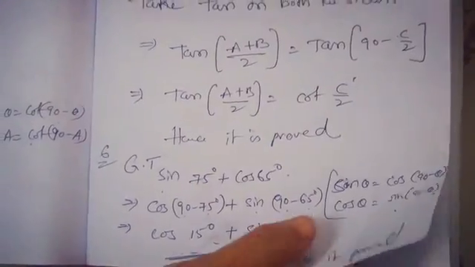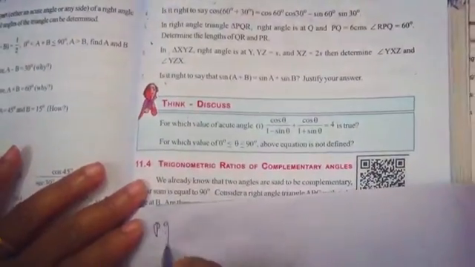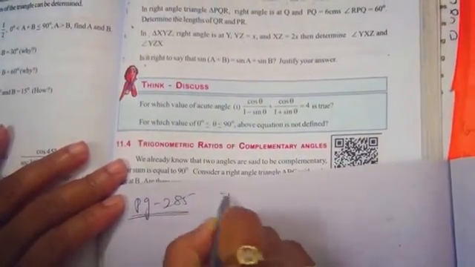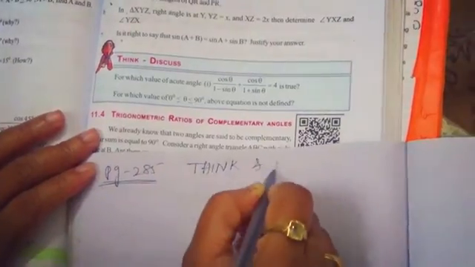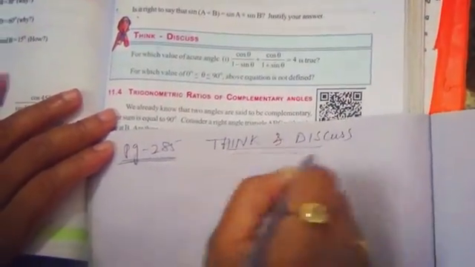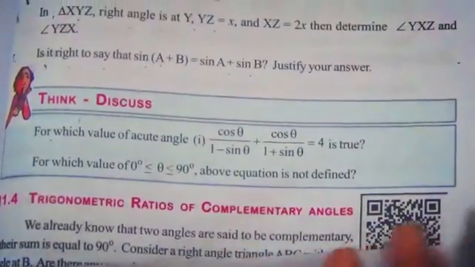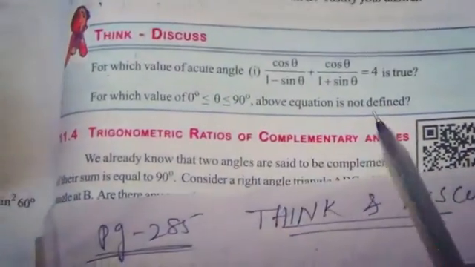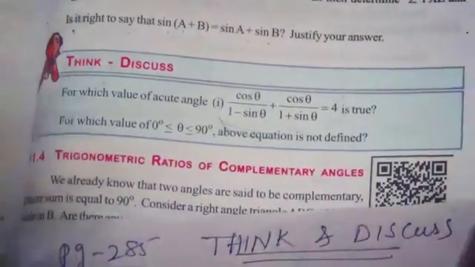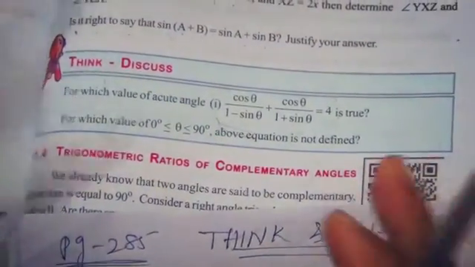After finishing this 11.3, before that we have one Think and Discuss. In page number 285, Think and Discuss. Look here. For which value of acute angle? Acute angle means 0 degrees, 30 degrees, 45 degrees, 60 degrees, whatever you want, you just take. At which values is this true? We have to check for each and every angle.